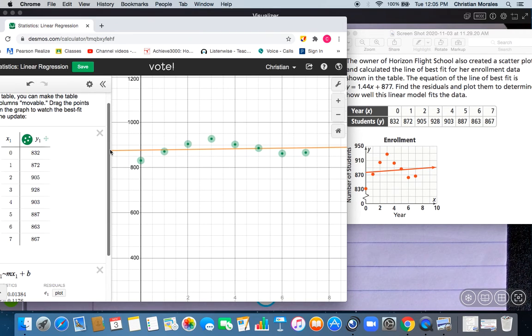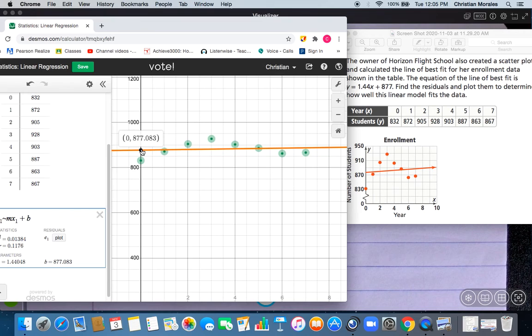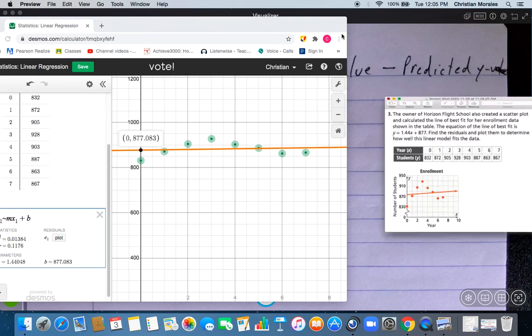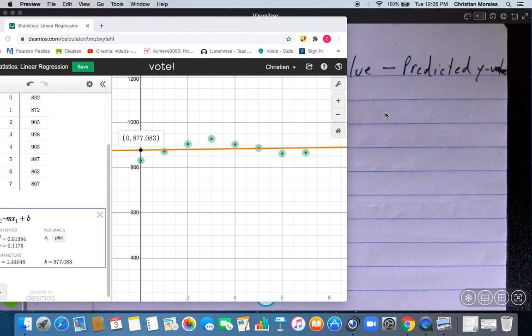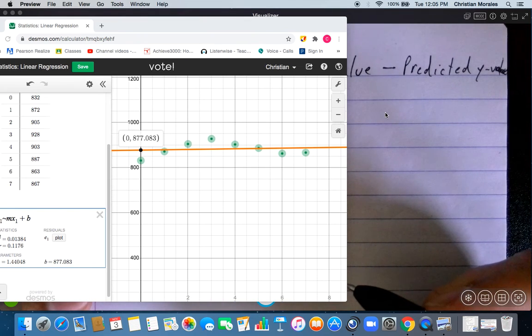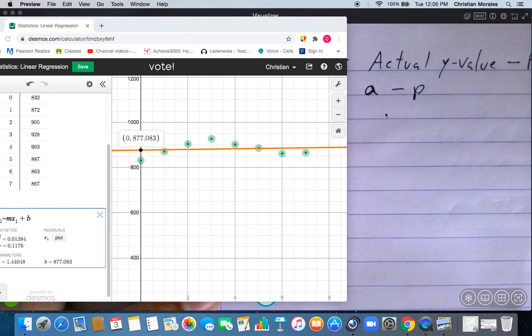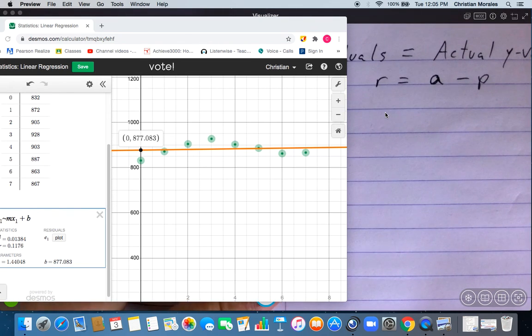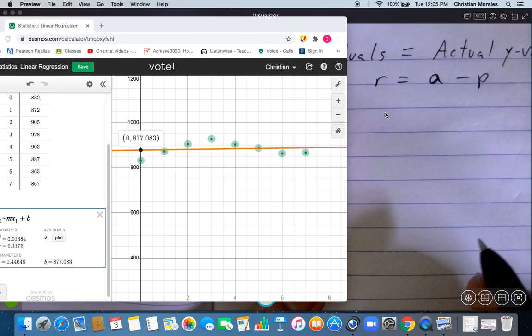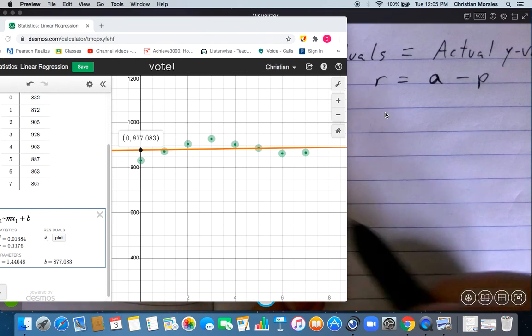Now, what normally I would tell you to do is now find the values of the points. So right there, that's the point here. So what you would have to do, I can close this now because I have this. When I'm comparing the first point at 0, the actual number is, sorry, let me move this over here so you can see what I'm saying. The actual number is what is on the table. And the table has 832.